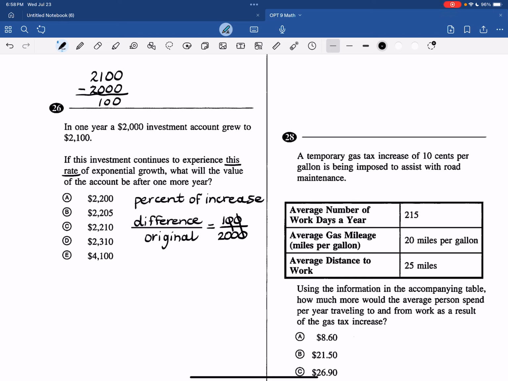So let's take a look here. That's 1/20th. If you divide that on the calculator, 1 divided by 20, you will get 0.05. So the rate is 5%. That's a very good rate for an investment account. So we know the rate. We just need to know how much money will be in there after another year.